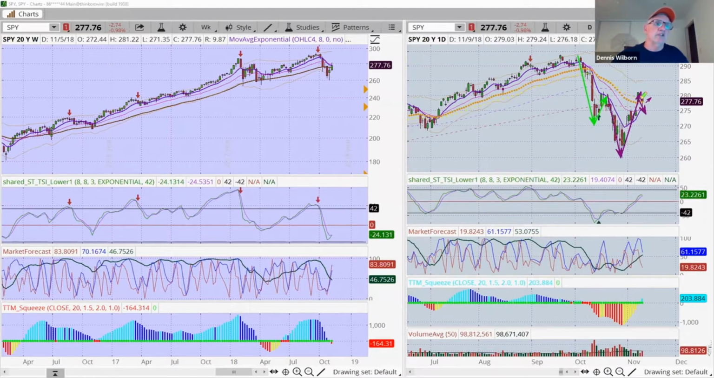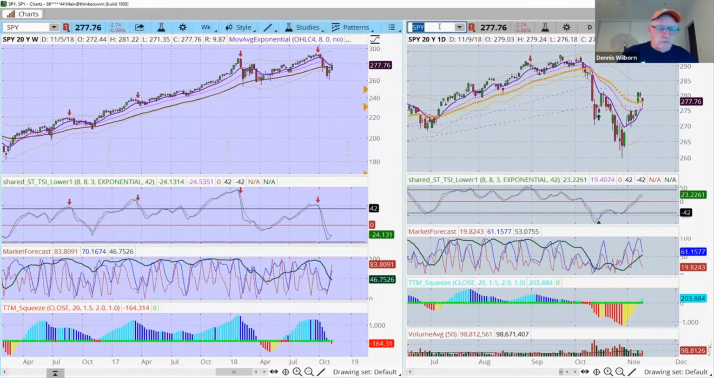The question going into next week is how far is the sell-off going to go? Is it going to go back here to 270, or is it going to go all the way back towards the 260 level? We'll wait to see, because this pullback right here will be very instrumental in determining how quickly we're going to turn around and bounce to the upside from here.